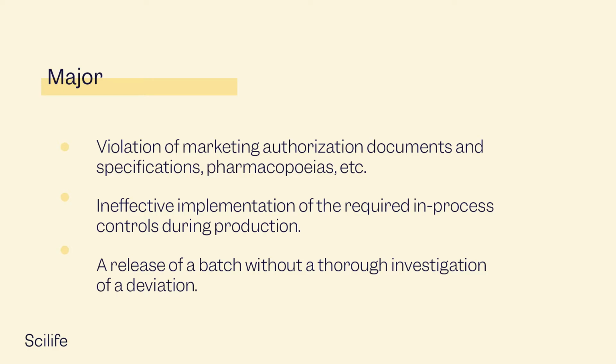A major deviation is a deviation that is not a critical deficiency. This means the patient is not at risk from this deficiency. Some examples of major deviations: violation of marketing authorization documents and specifications, pharmacopoeias, etc. Ineffective implementation of the required in-process controls during production. A release of a batch without a thorough investigation of a deviation.